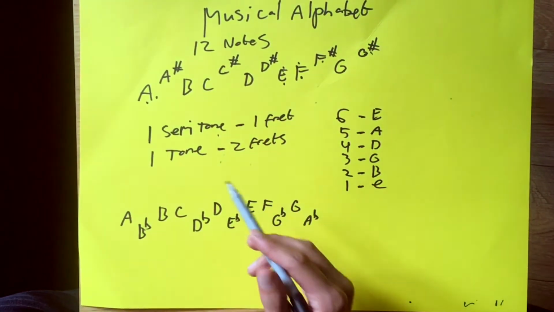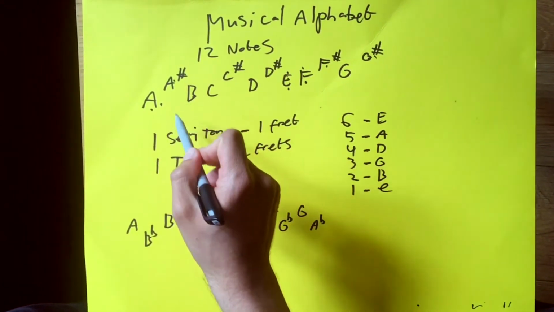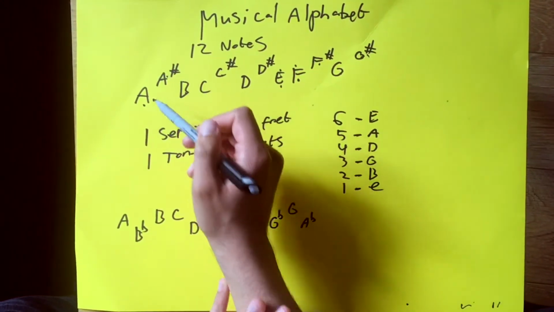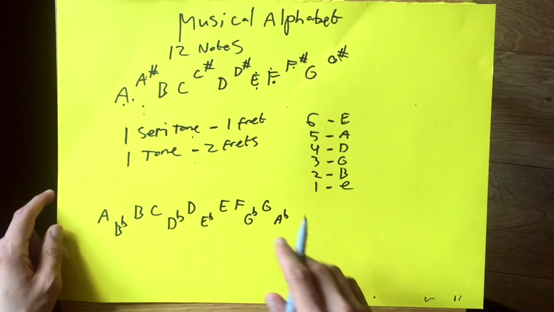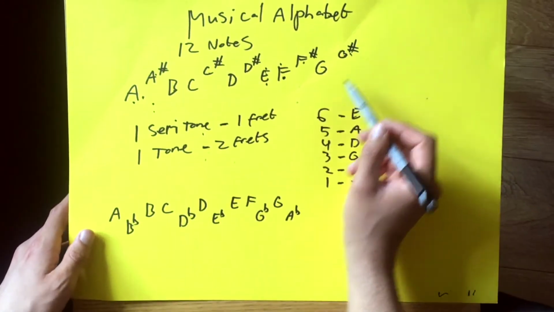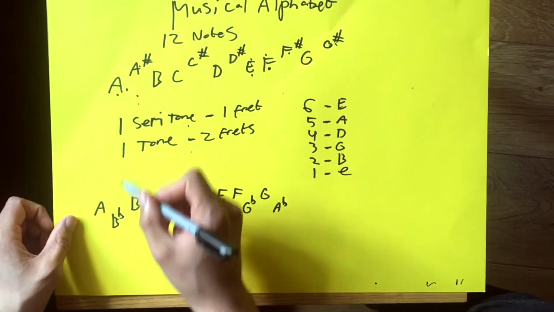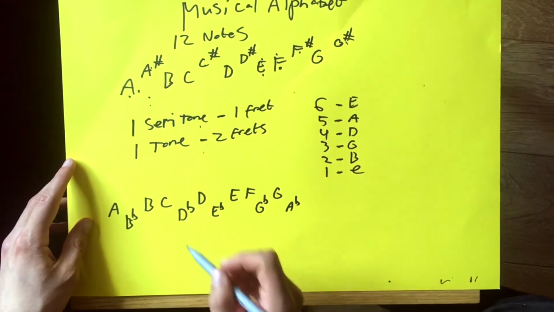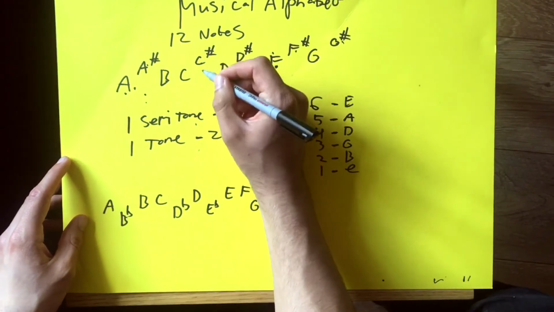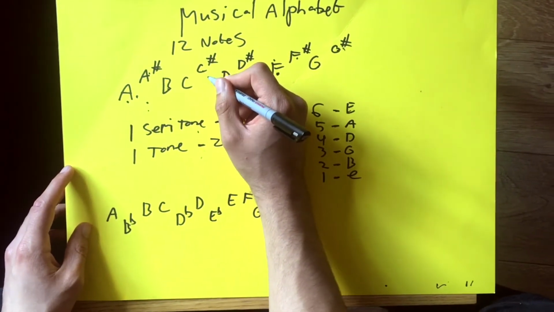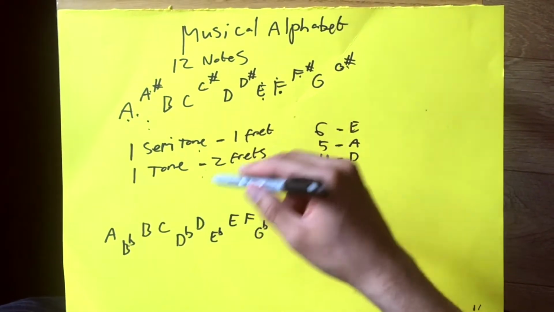So in between an A and a B, you can either have an A sharp or a B flat. Now, to your ears, those two notes are exactly the same. There is no difference. So we have our sharps here, and we have our flats down here. Now, B flat is the same note as an A sharp because it's still fret 1 on the A string. D flat is the same note as a C sharp because it's still fret 4 on the A string. Now, these are the same note, they're just written differently.